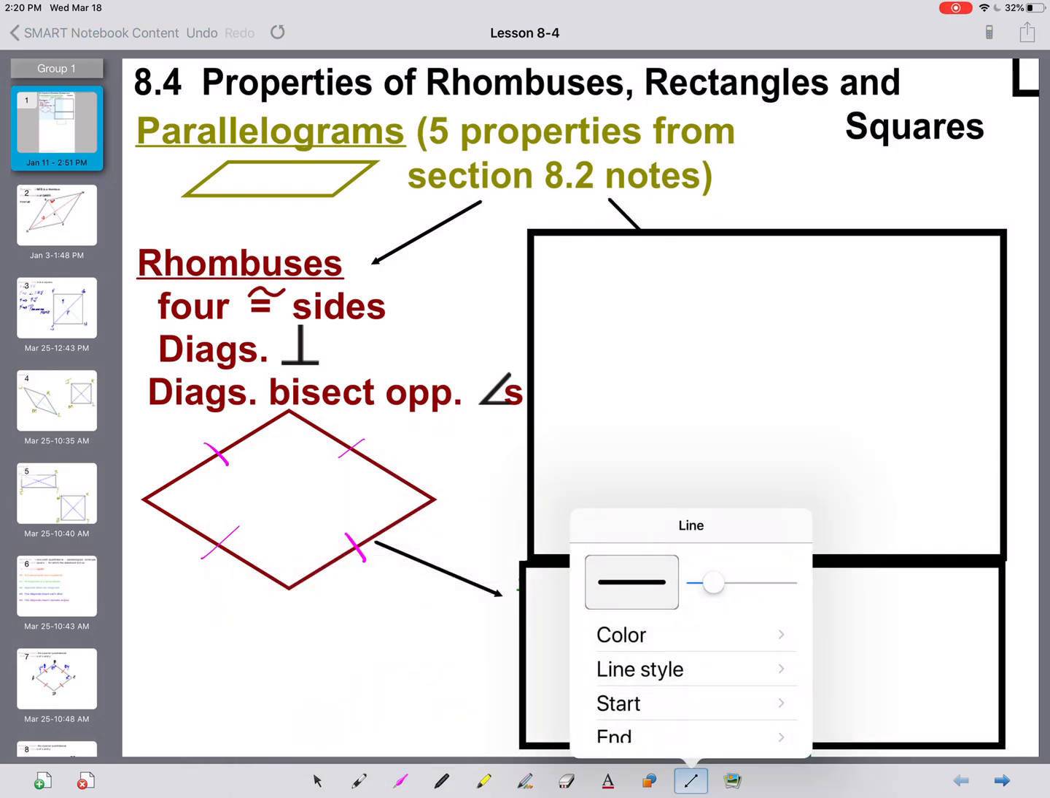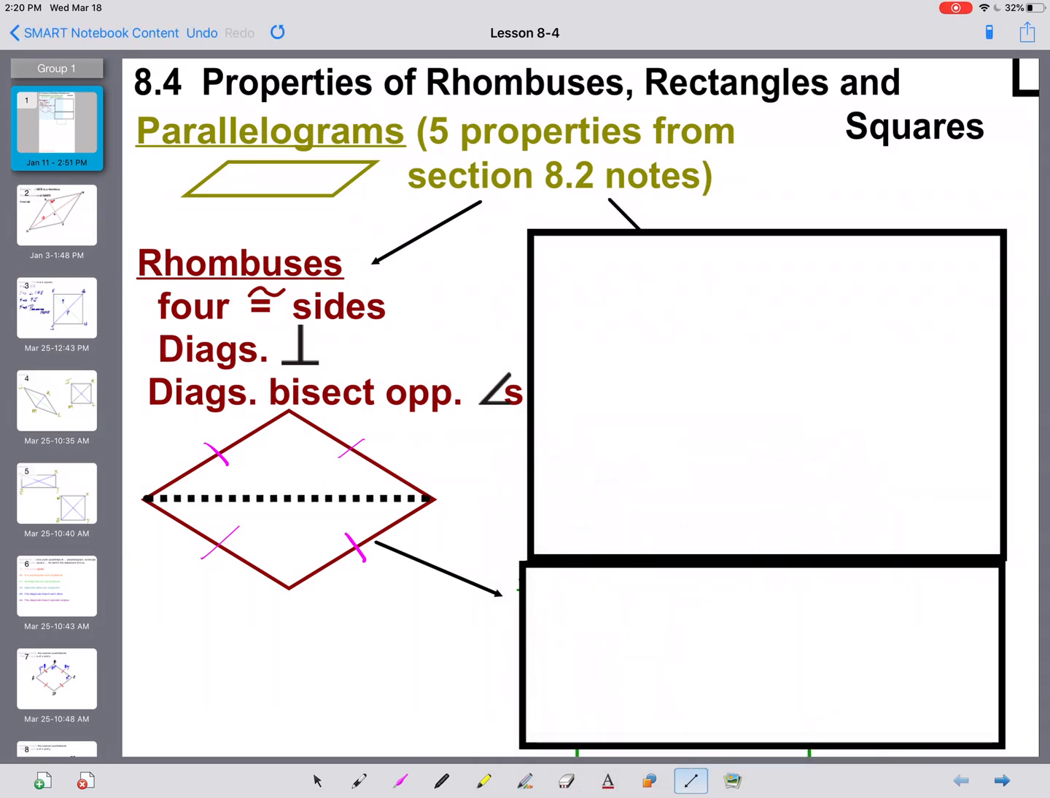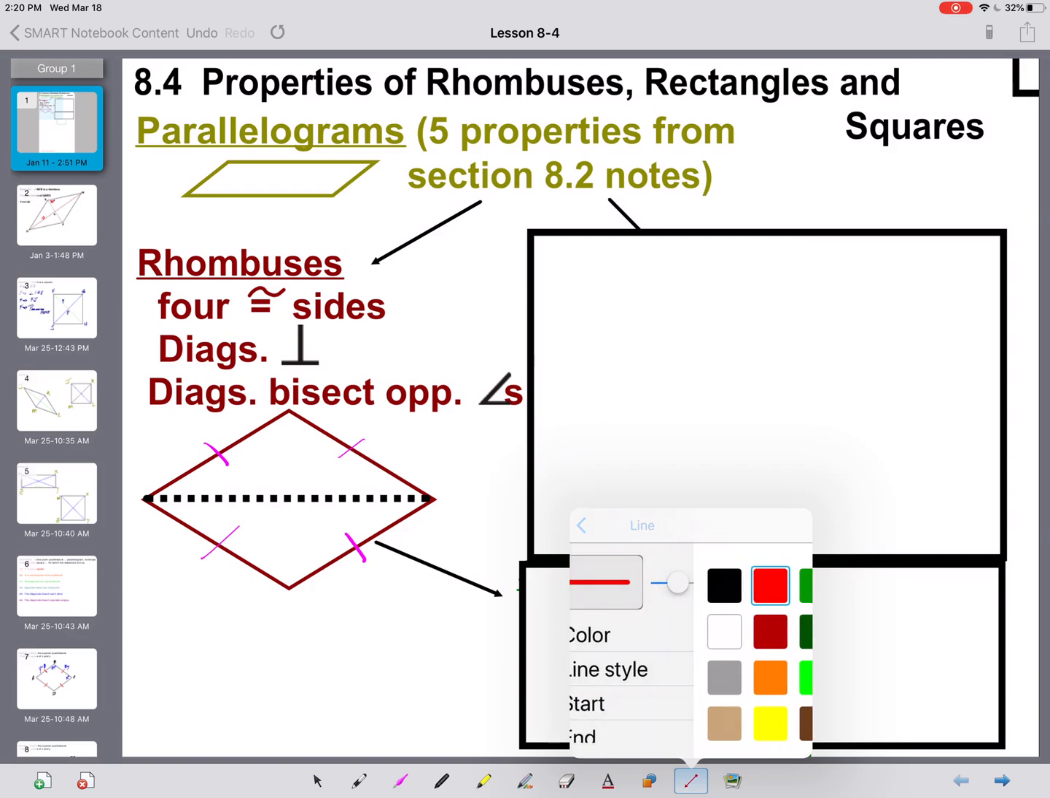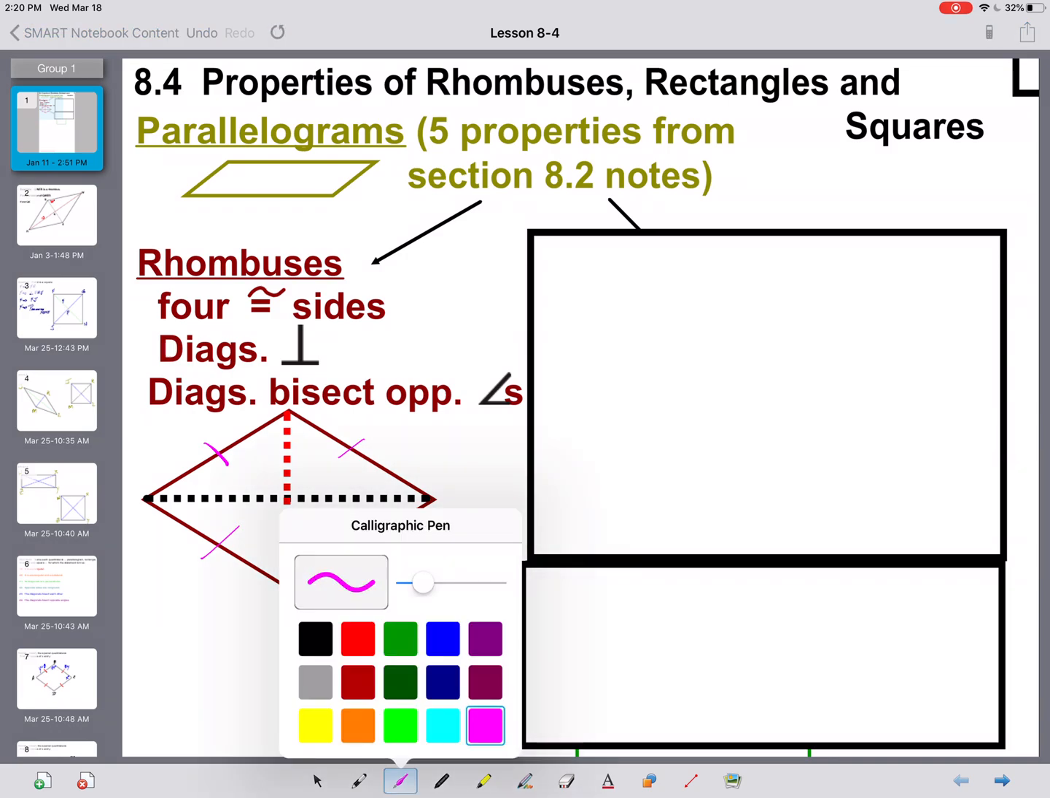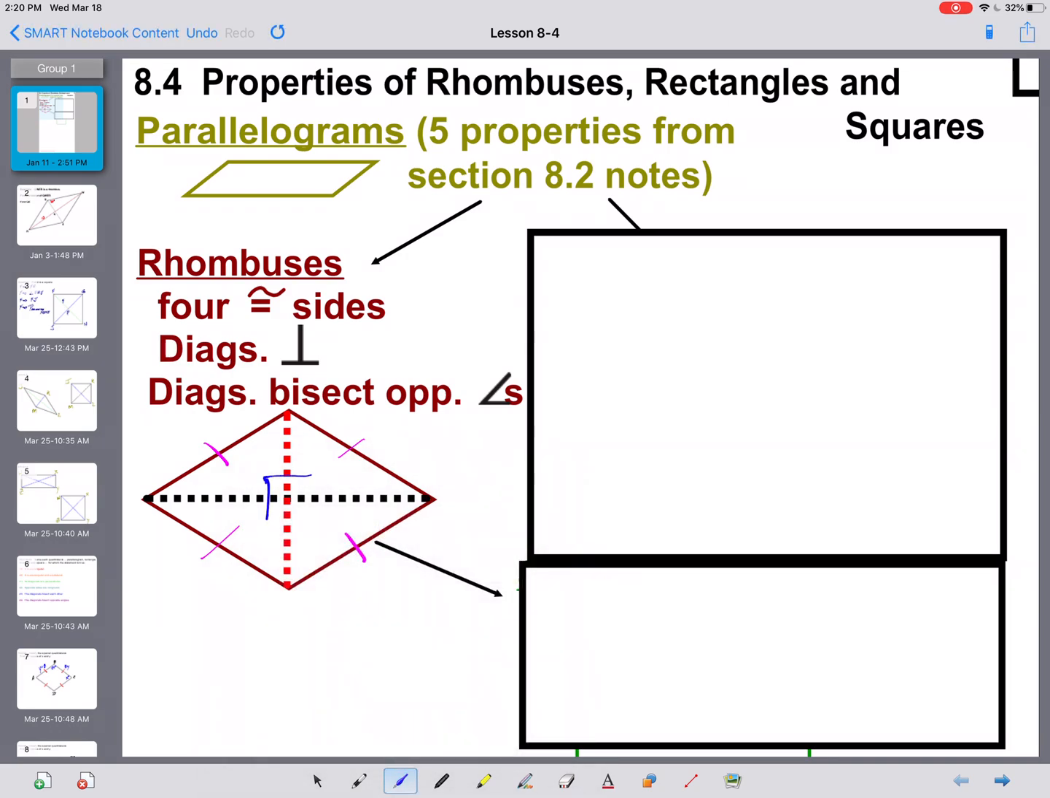Let's draw them in. Here we go. This one will be the black diagonal. And let's do this one in here as the red diagonal. Look at this. Not only do they bisect each other, that's true for all parallelograms, but in addition to that, they're perpendicular. They make right angles. They make right triangles.